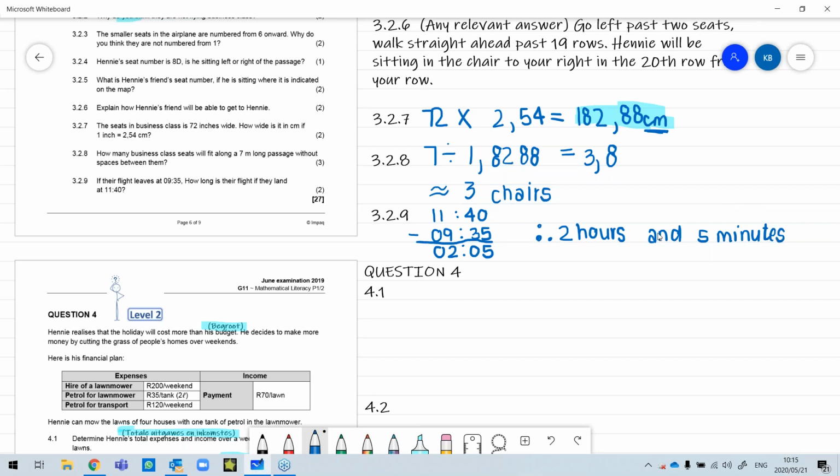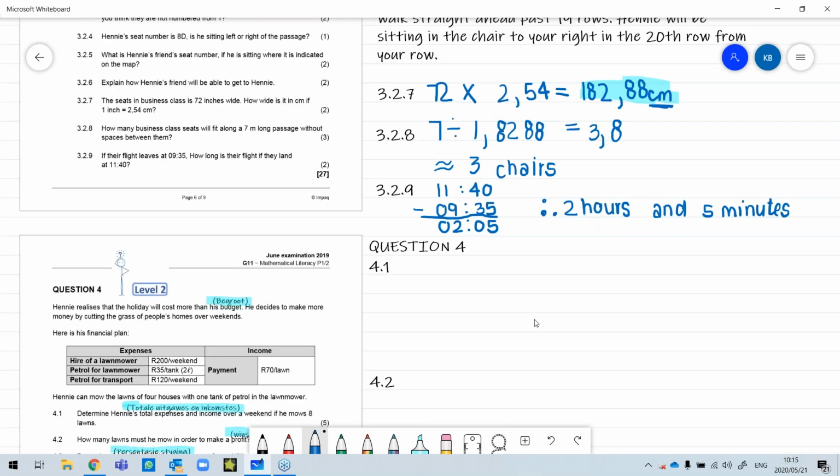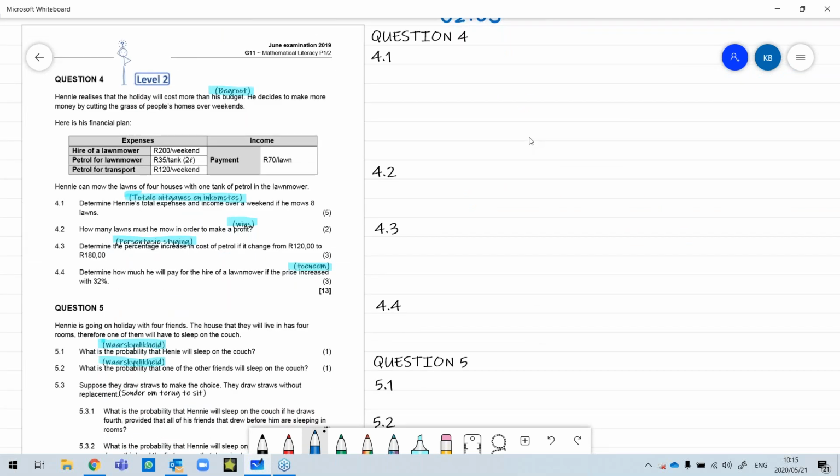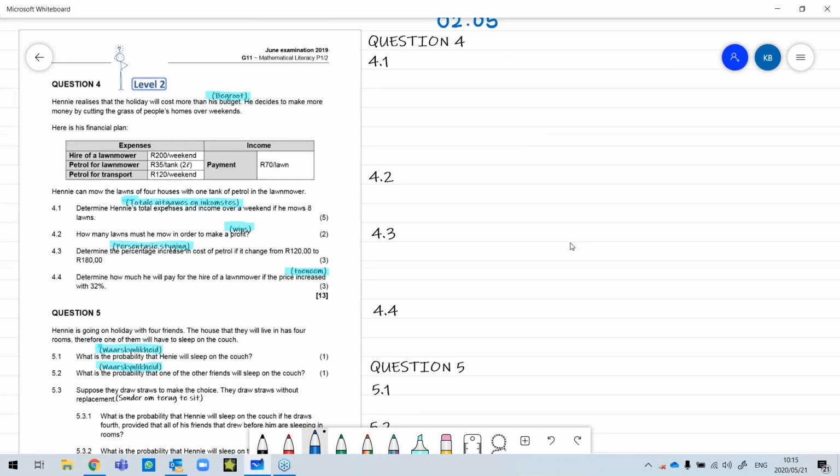Okay, now we have about 15 minutes left and 2 questions remaining. So let's see if we can at least cover question 4 before we run out of time. It's a question on finances. Question 4. Henny realizes that the holiday will cost more than his budget. Now, budget is your begroting. He decides to make more money by cutting the grass of people's homes over weekends. Here is his financial plan. So, sy finansiële plan word dan nou hieronder vir jou gegee.